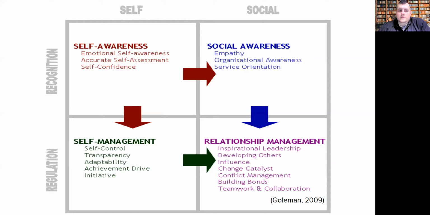We then move on over to self-management and regulation. So we have self-control, transparency, adaptability, achievement drive, and initiative. All things that are very, very important when it comes to the learning environment and being an effective learner. The next stage as well is social awareness, which includes empathy, understanding others, and organizational awareness, as well as service orientation. So helping others and being a big part of a classroom organization and group in the learning process and understanding where others come from.